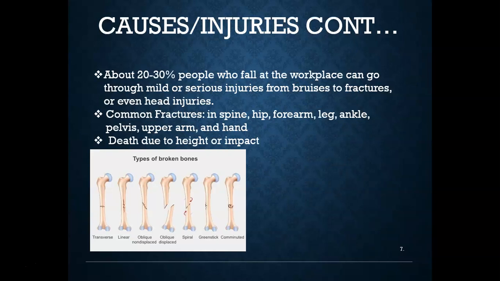So about 20-30% of people who fall at the workplace can go through mild or serious injuries, from bruises to fractures or even head injuries. The common fractures are spine, hip, forearm, leg, ankle, pelvis, upper arm and hand. So these are some common ones. In most severe cases, it's death on impact due to height, or it depends.